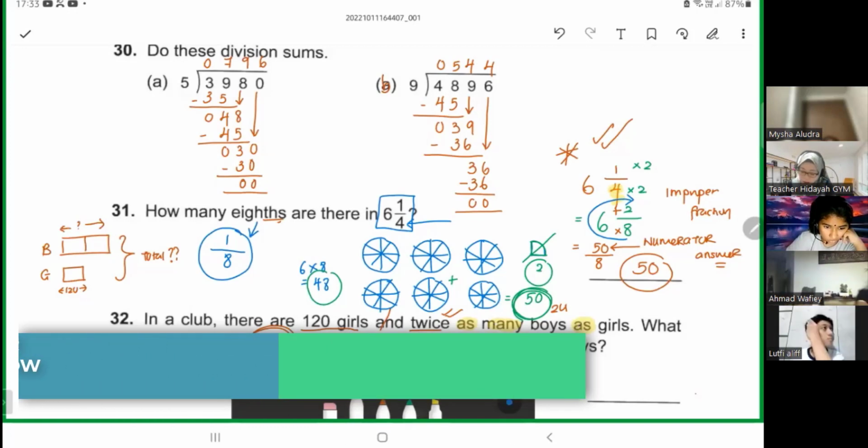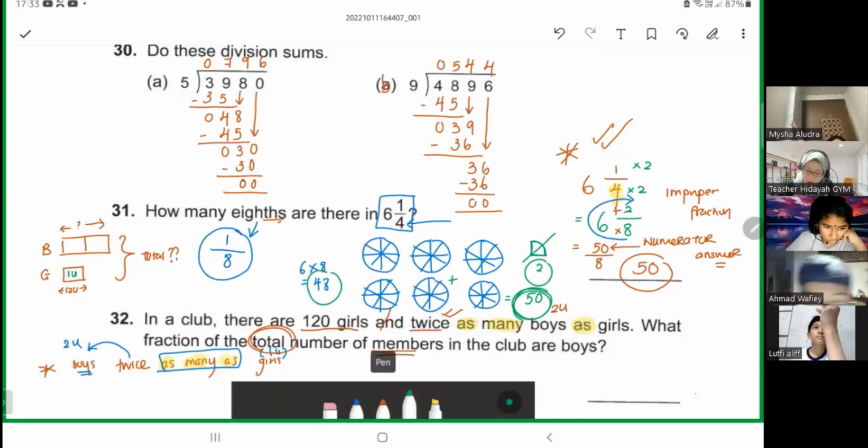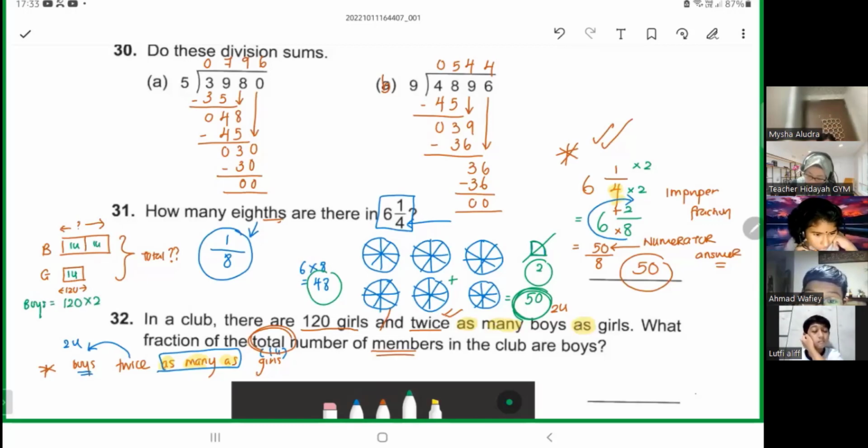Let's look at this. The girls is 1 unit. The boys is 2 units. Can I find my boys? I can. Boys will be 120 times 2 equals 240. What's my total? How many total units do I have? 1, 2, 3. So total will be 120 times 3. That will be 360.